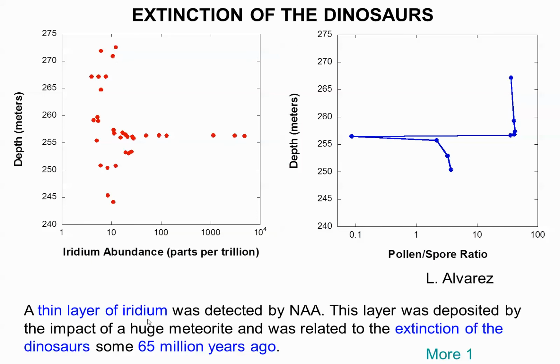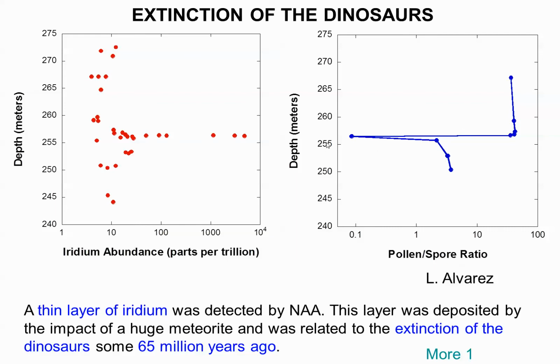A thin layer of iridium was detected by NAA. It was detected about 256 meters down deep. It was deposited by the impact of a huge meteorite related to the extinction of the dinosaurs. The peak in iridium at 256 meters deep was correlated to a minimum in pollen-spore ratio.